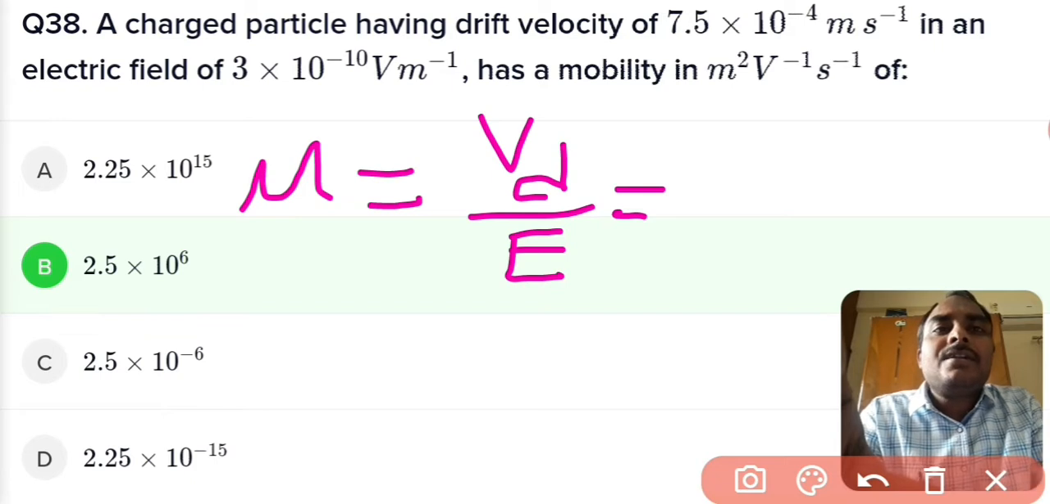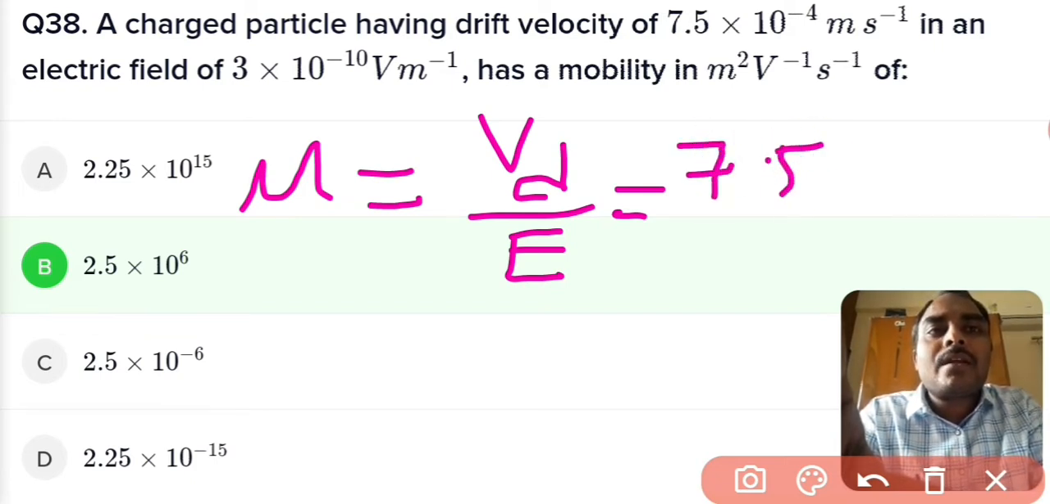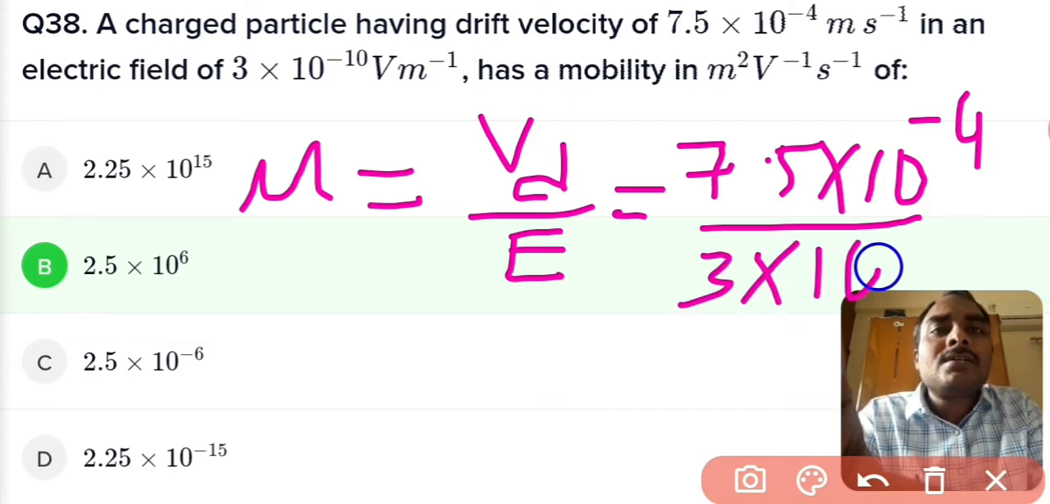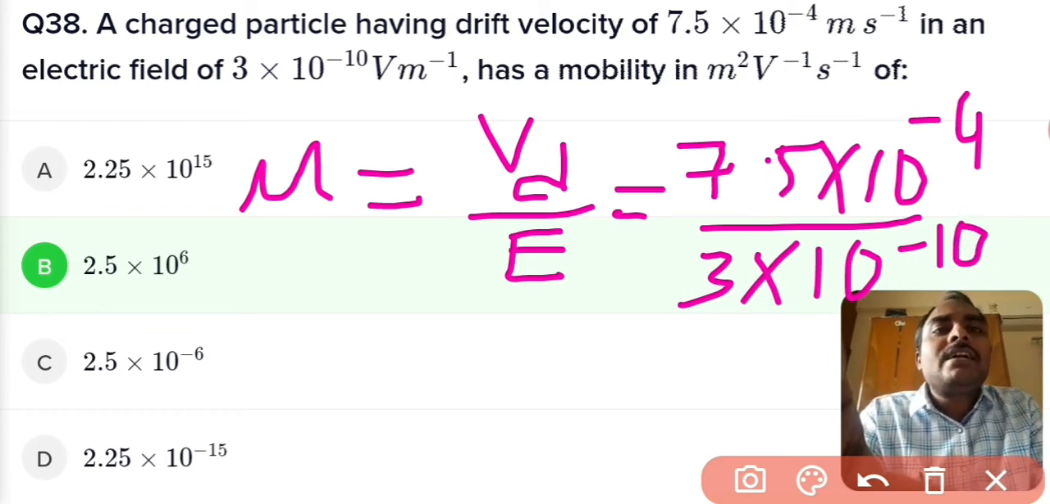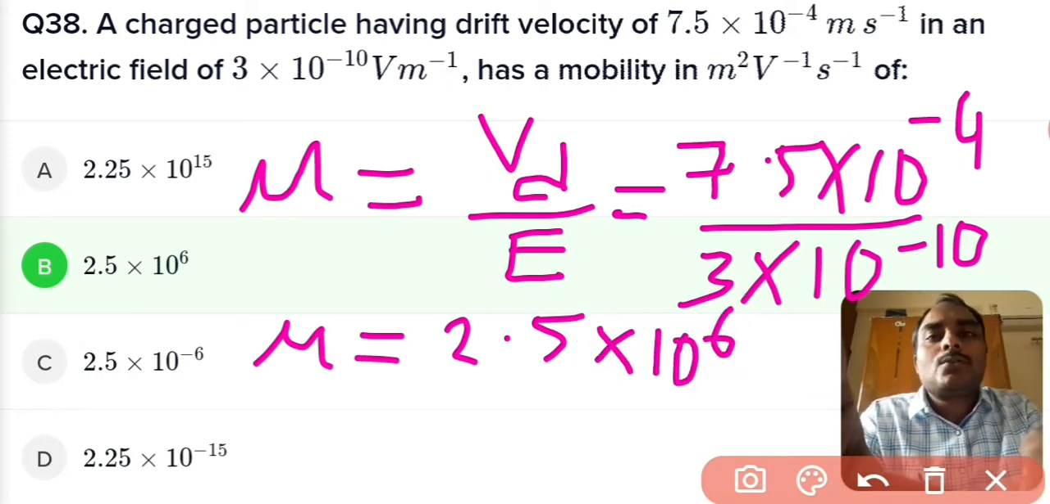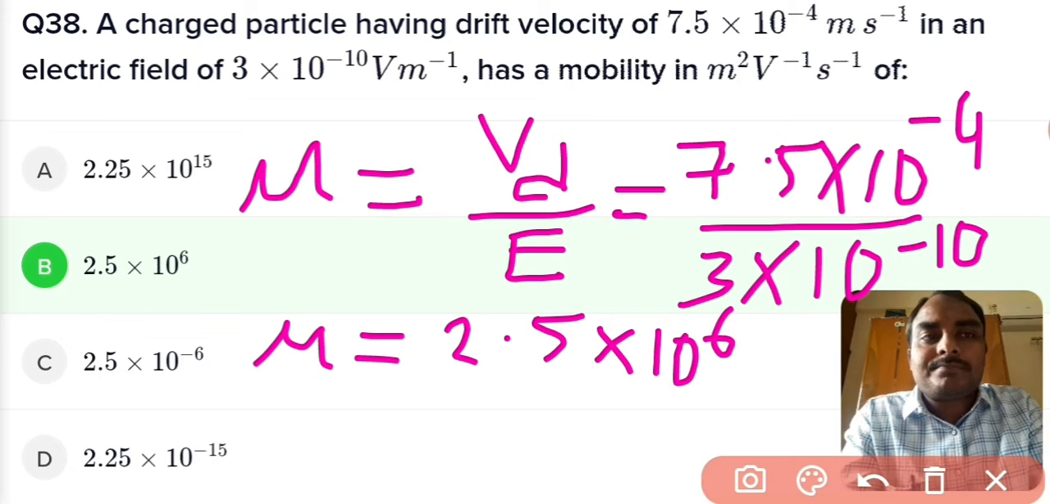Then we can write drift velocity is already given 7.5 into 10 power minus 4, divided by electric field is given 3 into 10 power minus 10. Then if we simplify, we get the value 2.5 into 10 power 6. So mobility equal to 2.5 into 10 power 6 is the answer. So B option is the correct option.